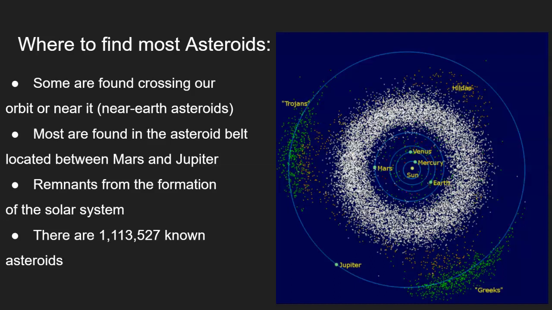Most are found in the asteroid belt that's located between Mars and Jupiter. So Jupiter and the sun have a weird relationship that they kind of keep these asteroids in between them based on their gravity. These are remnants from the formation of the solar system. These are chunks that never got pulled into other planets. There are over 1,113,000 known asteroids. There must be many more that are unknown.